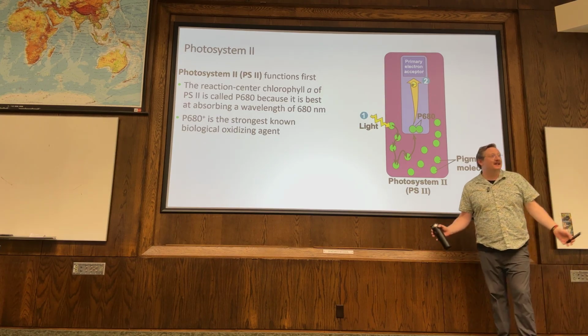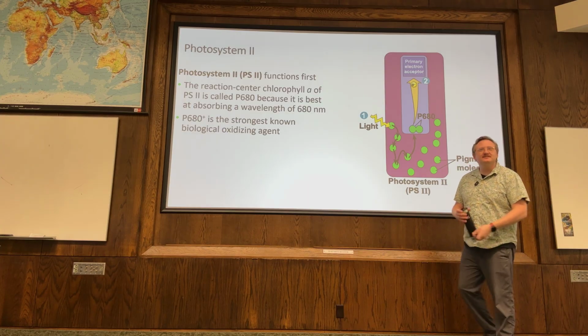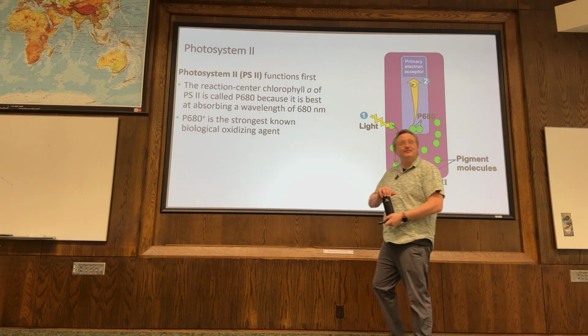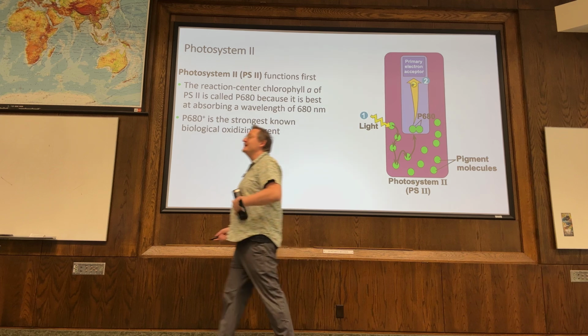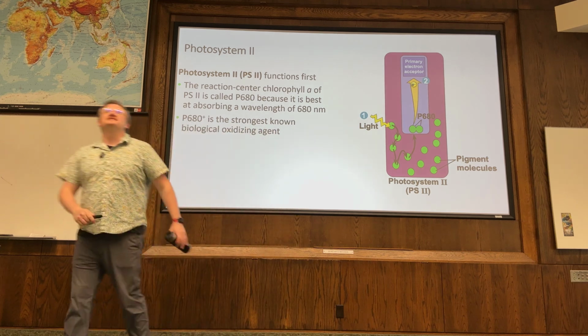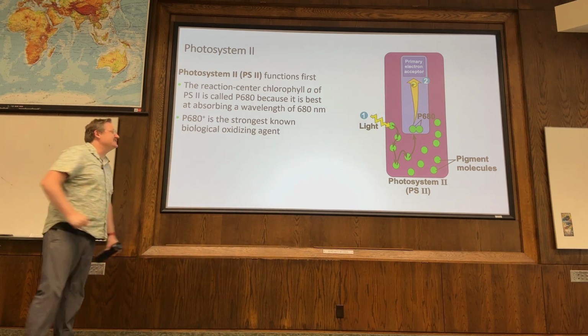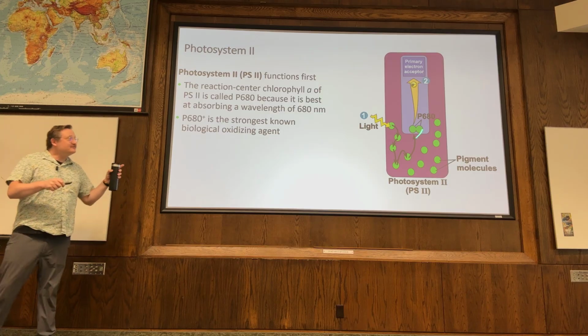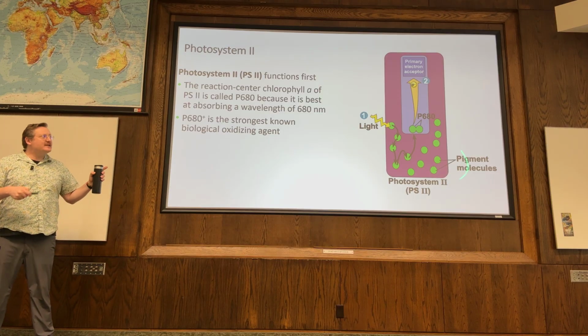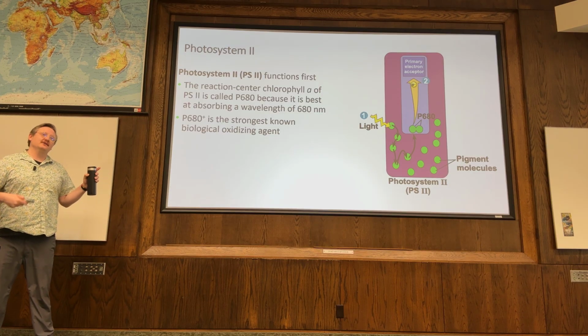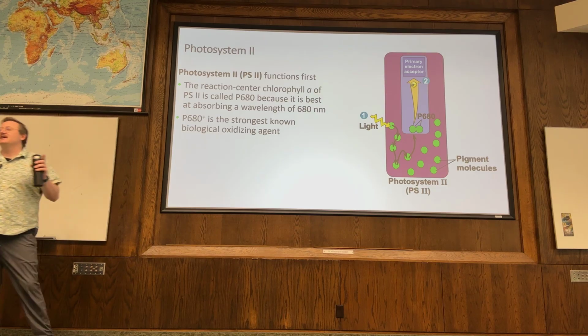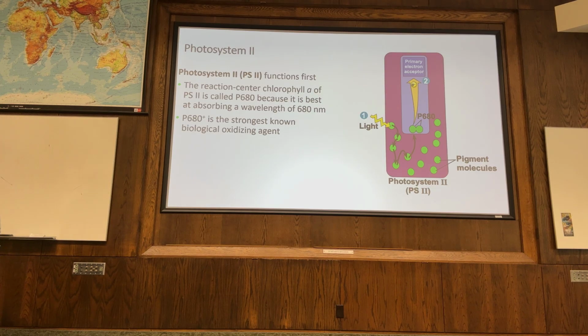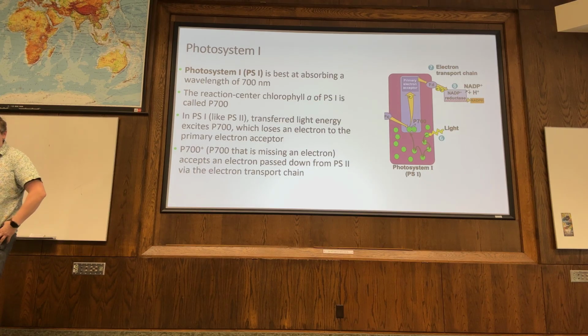Oxygen doesn't want to give up electrons. Water doesn't want to give up electrons. So in order to break water down and pull electrons off of it, you're going to need a very strong oxidizing agent, like P680+. So this right here is where we consume the water and where we generate the oxygen. This step is where all the oxygen comes from in photosynthesis.